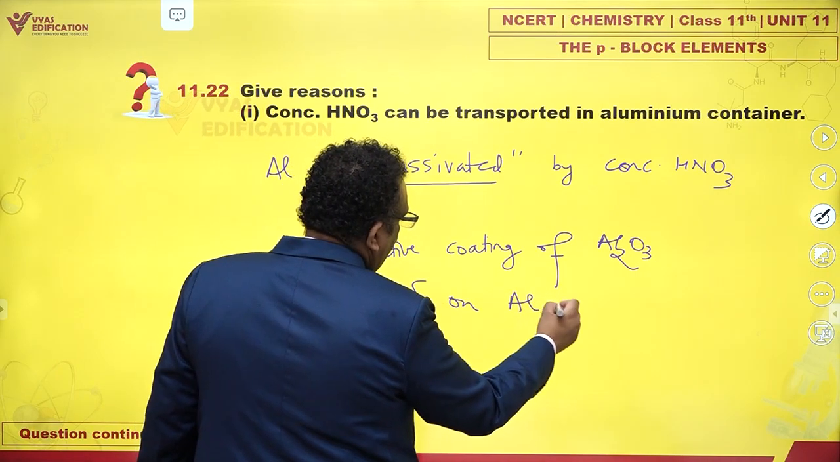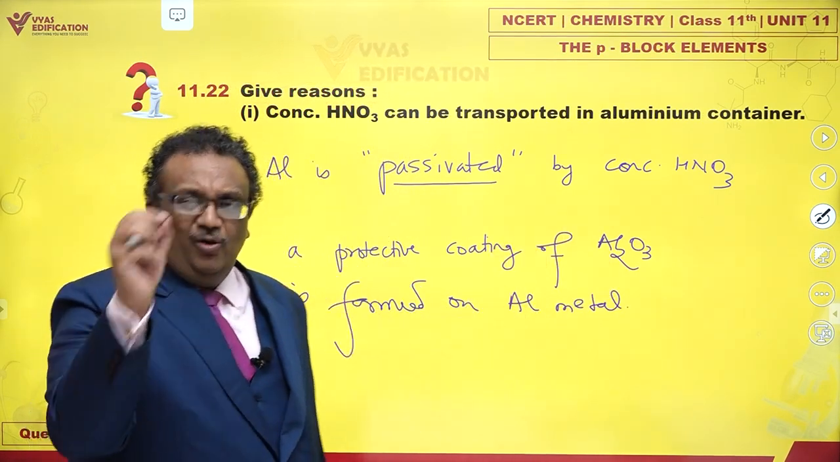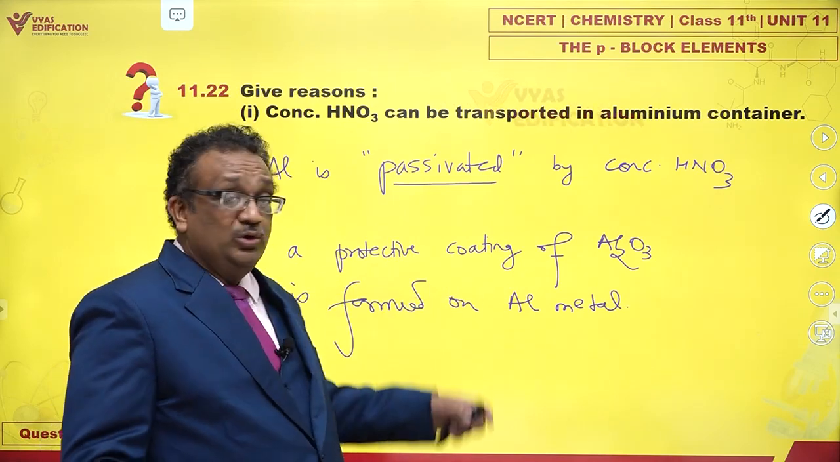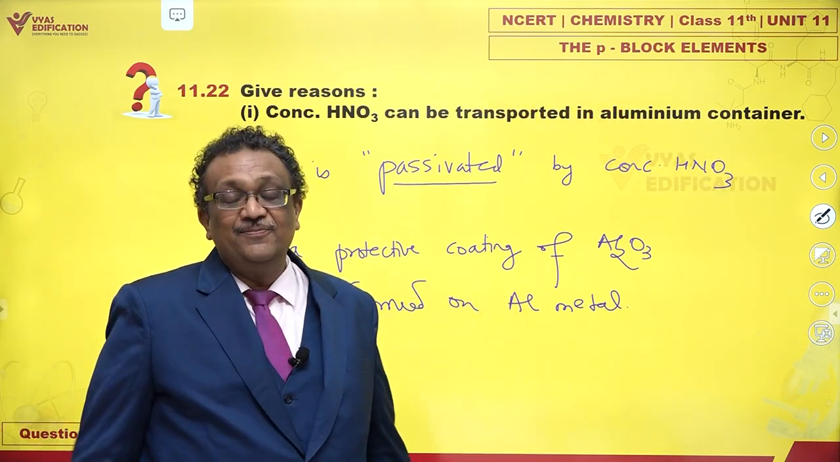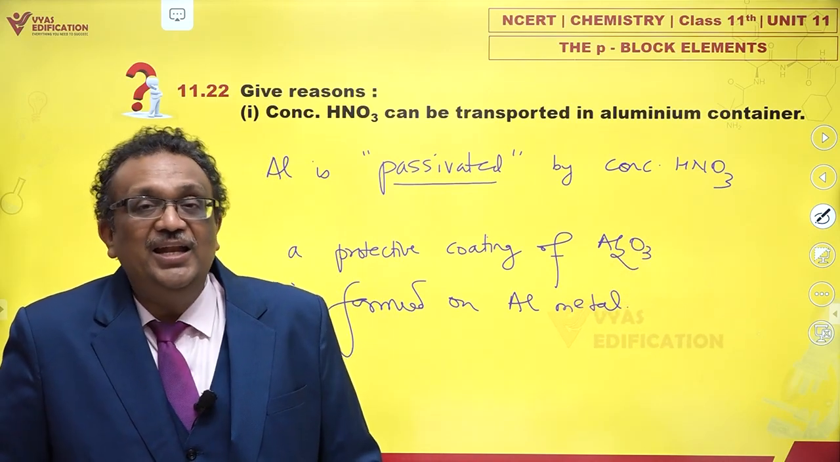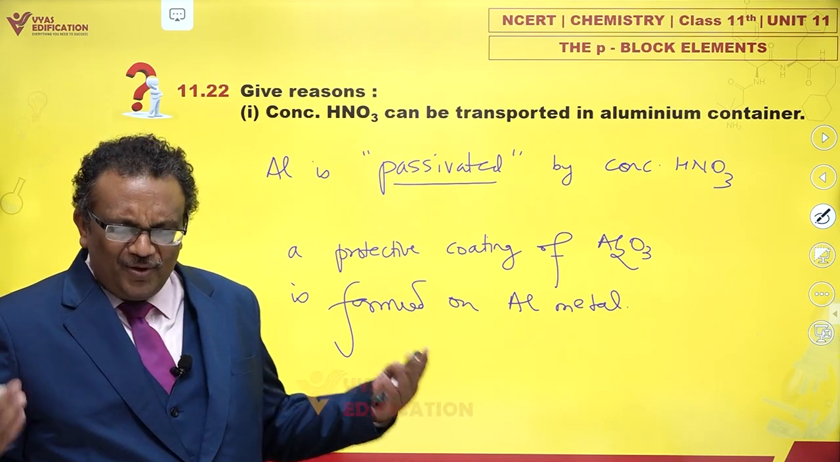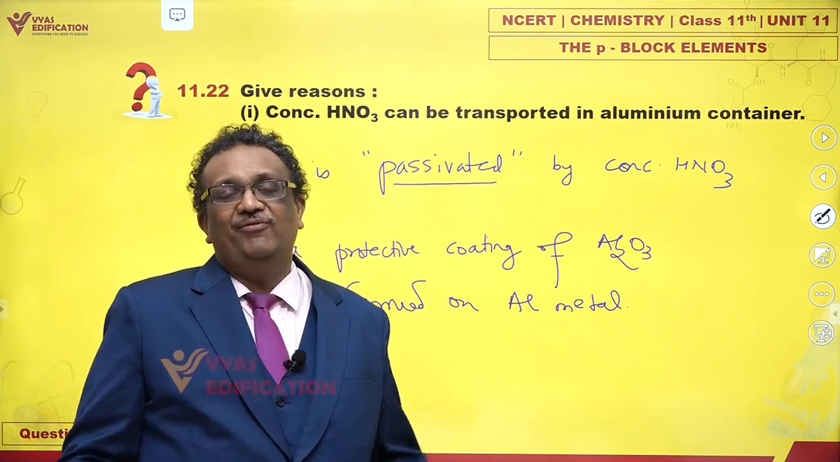on aluminium metal. The surface of the metal is covered by a very thin coat, but a protective coating of Al2O3 which sticks to the surface. And that, my dear, prevents the further reaction of aluminium with any remaining nitric acid. And that is why you would find that aluminium does not react with nitric acid.